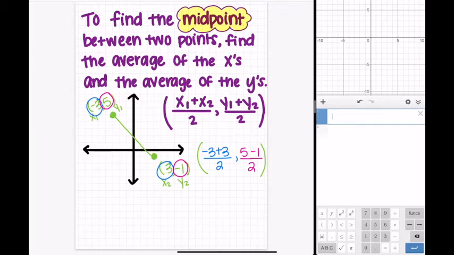All right, so if we simplify this, -3 plus 3 is 0, divided by 2, and then 5 minus 1 is 4, divided by 2. Continue to simplify. 0 divided by anything. You can have a 0 in the numerator, that's okay. It's just equal to 0. 4 divided by 2 is 2. So our midpoint is 0, 2. So I'll go 0 on the x-axis and up 2.